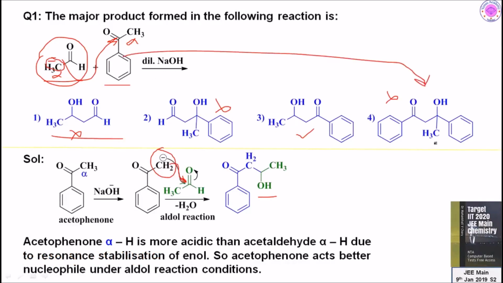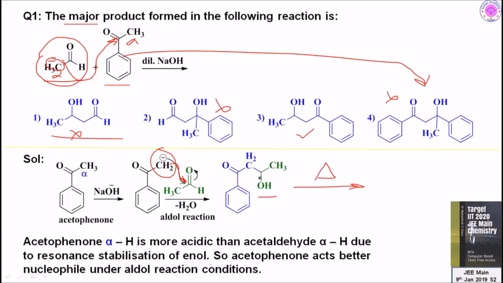Dear friends, all the 4 compounds have chances to form in aldol reaction, but they are asking major product. This is the keyword of this question, major product. What is the major product? This is the major product. What happens if I heat this compound? It is not given. If at all I heat this compound, what is going to form?